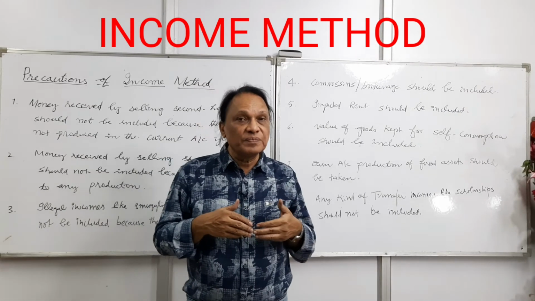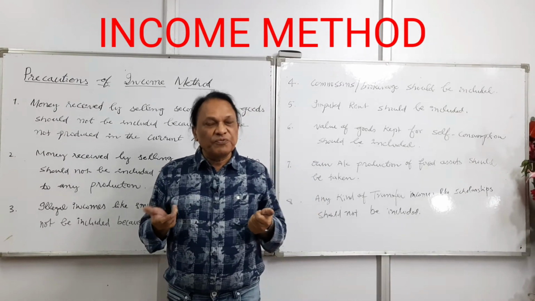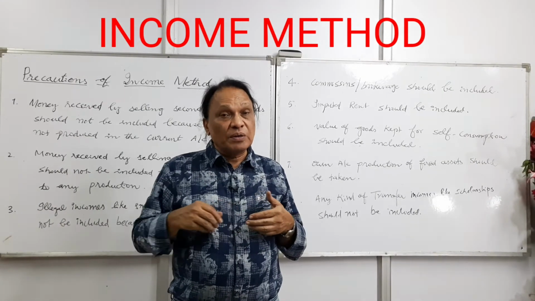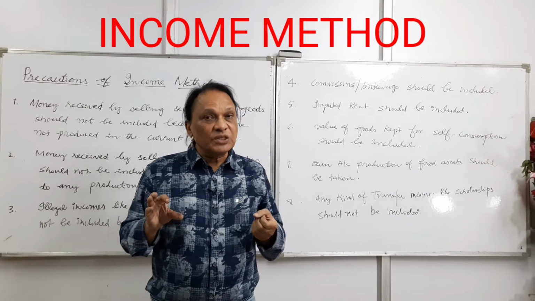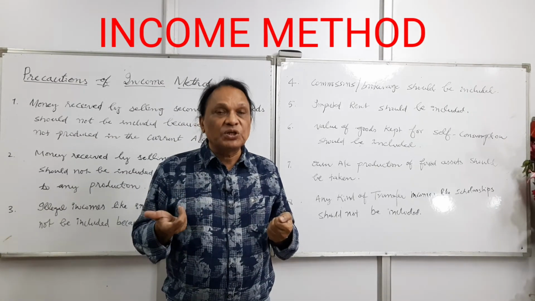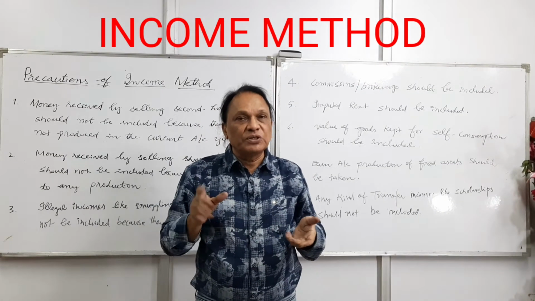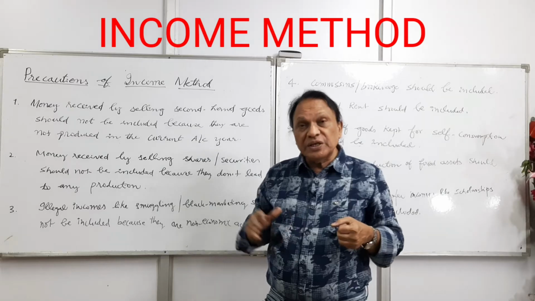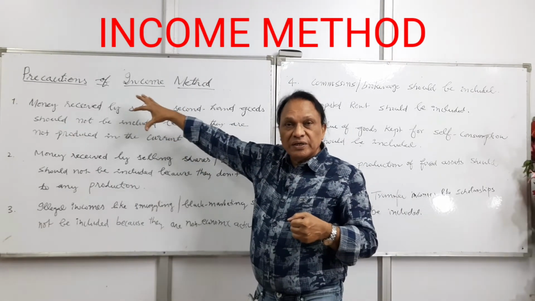Apart from this, there may be some incomes which you receive that should not be included. For example, you may be getting a scholarship, or some people may be getting subsidies in the economy. That should not be included in national income because they are mere transfer payments or transfer incomes. The government is transferring money to you for doing nothing absolutely. They are non-economic activities. Let's see in detail now what precautions you should take while calculating national income by income method.